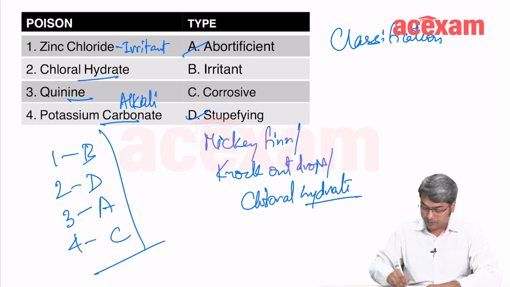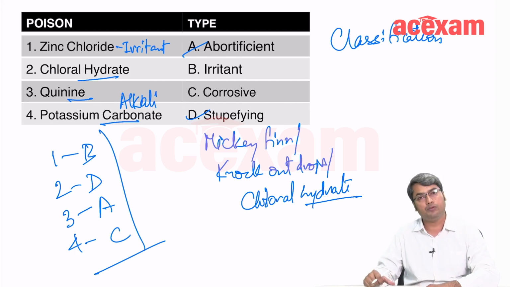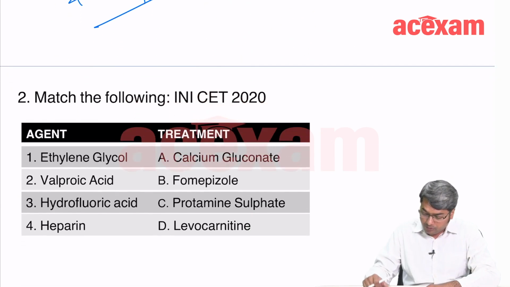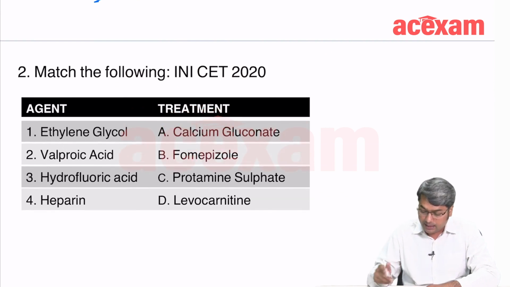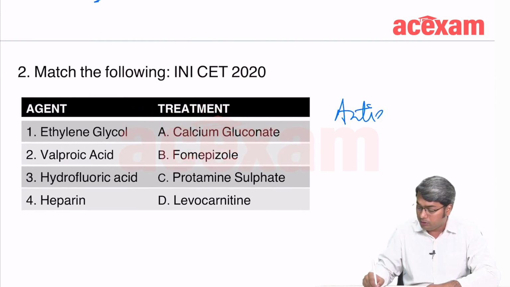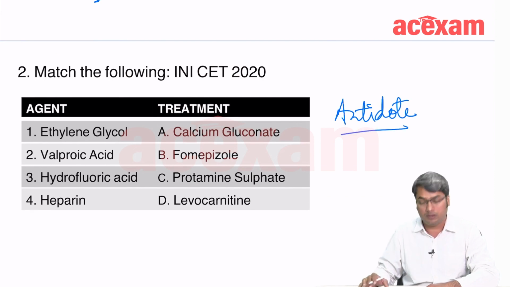So this is the correct sequence: 1B, 2D, 3A and 4C. Next question again from NEET 2020. Again it's a match the following type of question. The agents and their antidotes. Antidotes also there is a list, and that is also very important.